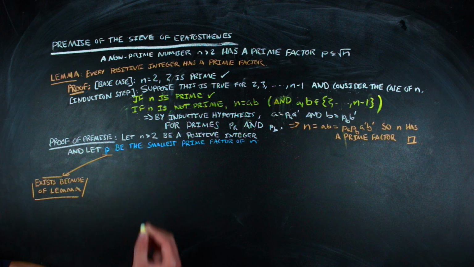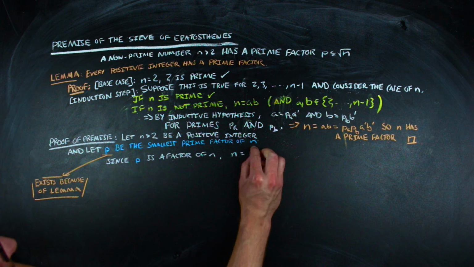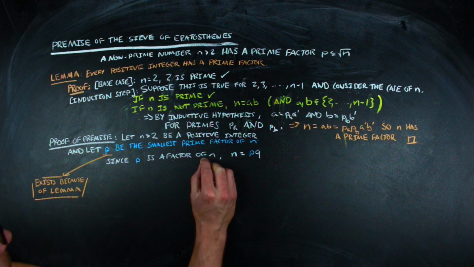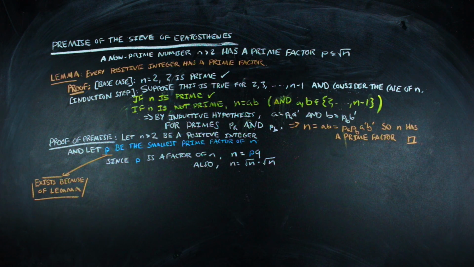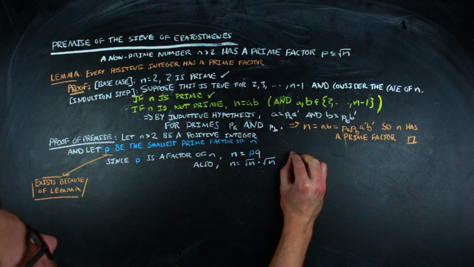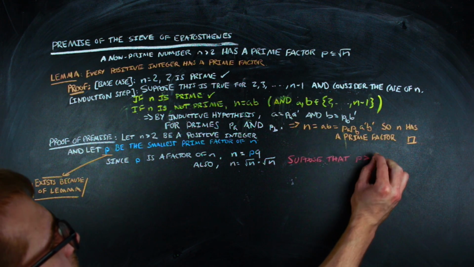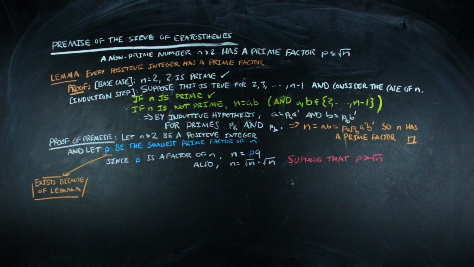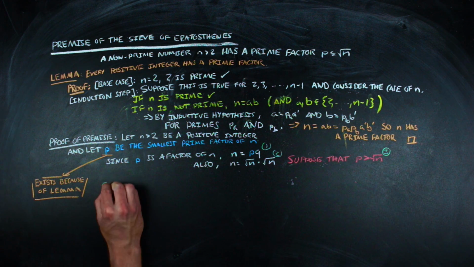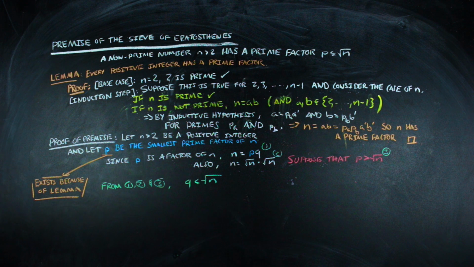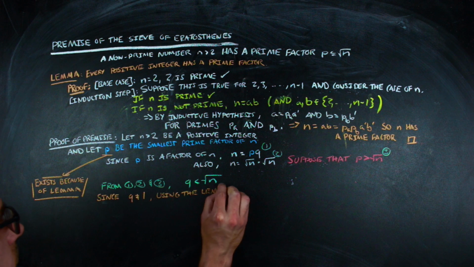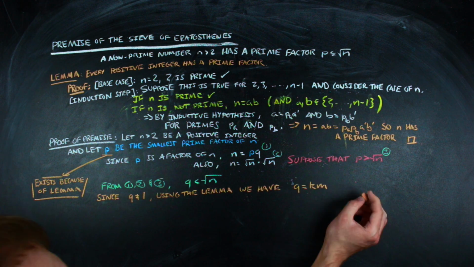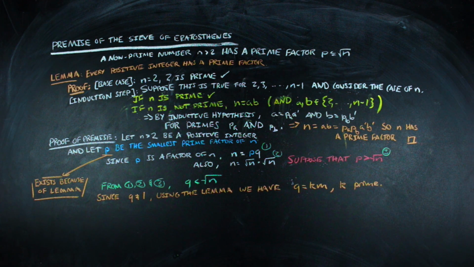So n is the product of p and some number q. Remember, again, we are assuming n is greater than 2, and it's not prime, so q is not 1. n, mind you, is also the square root of n times the square root of n. Since p, by supposition, is greater than the square root of n, q must also be less than the square root of n. And since it is not 1, q also has a prime factor, and we'll call it k.